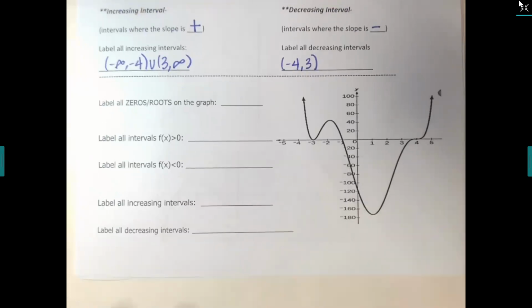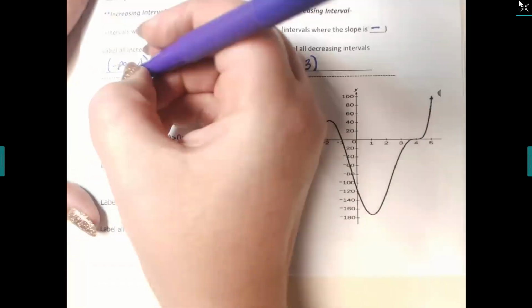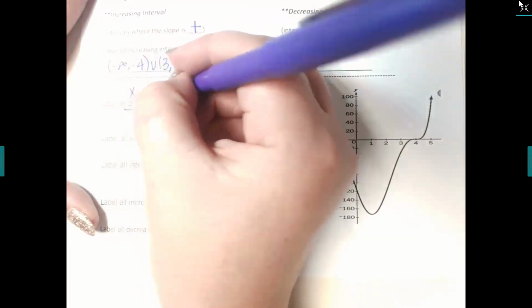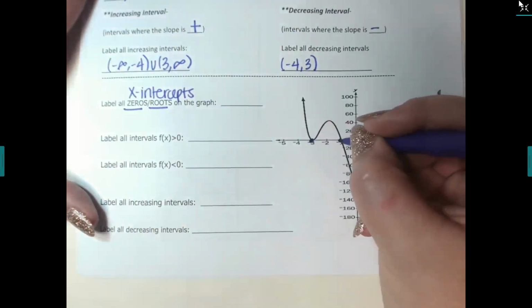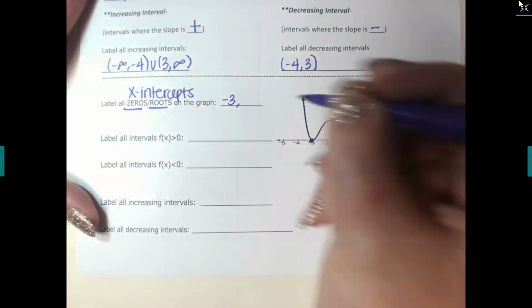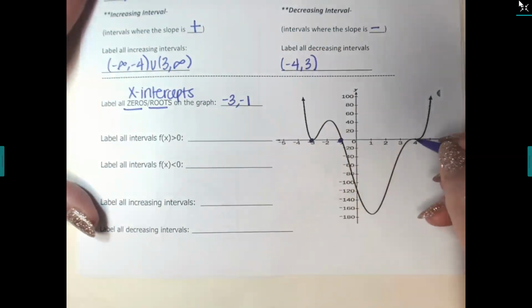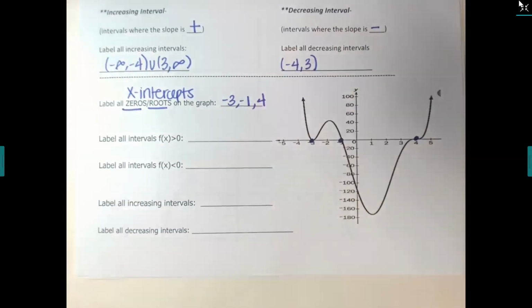First thing it asks me to do is to find all zeros or roots. Okay, remember we said zeros and roots are just synonyms for x-intercepts. So I see I have one here. So that's -3 and -1. Okay, then as I keep tracing, I see that I hit the x-axis one more time over there at 4.